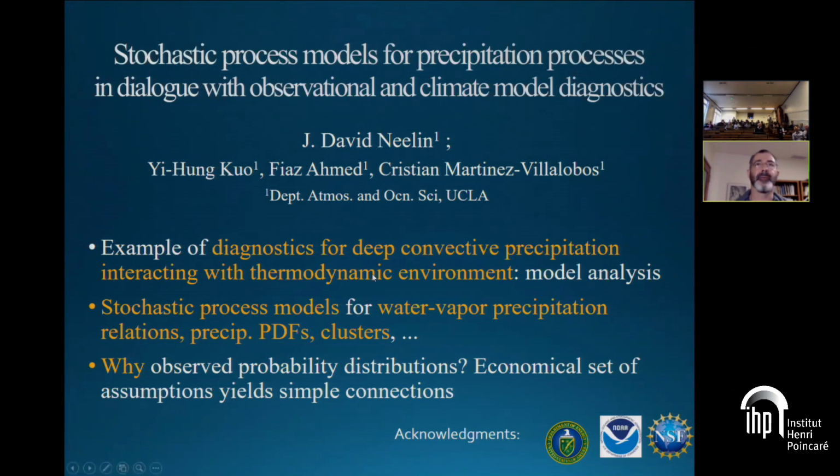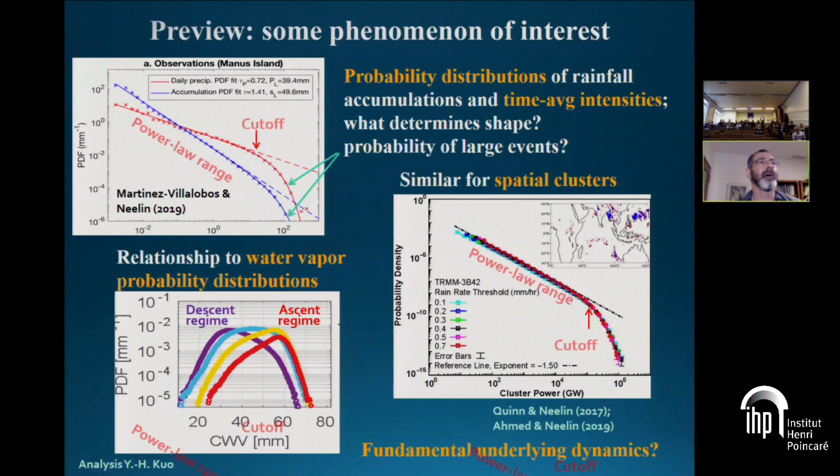Asking questions like, for the probability distribution of precipitation, does the characteristic shape of that probability distribution have a physical origin? I want to acknowledge graduate student Yihan Kuo, postdoc, now project scientist Fayez Ahmed, and postdoc Christian Martinez Villalobos in this work.